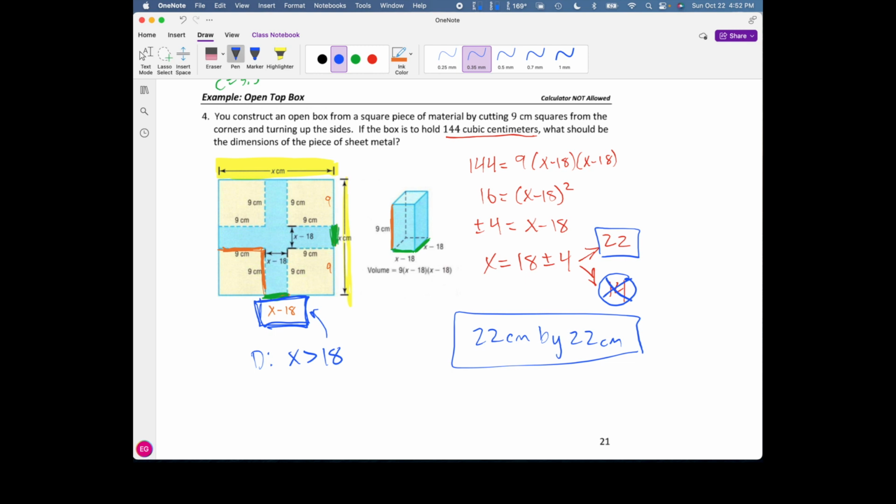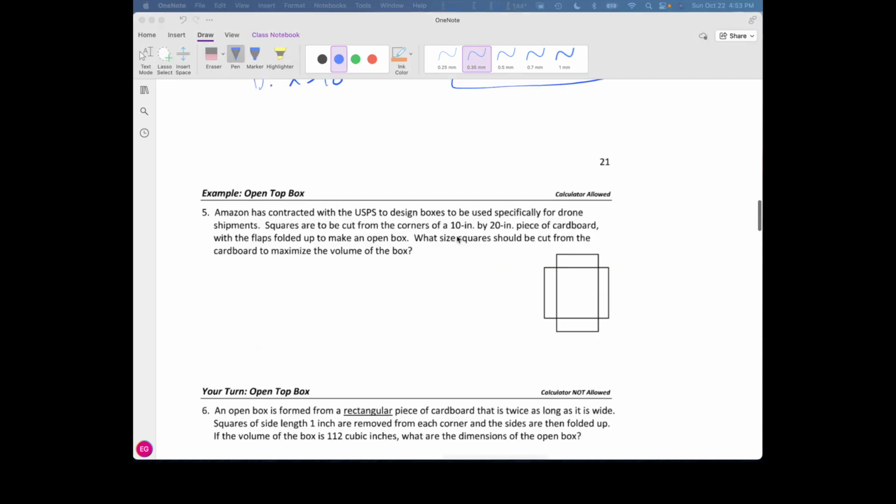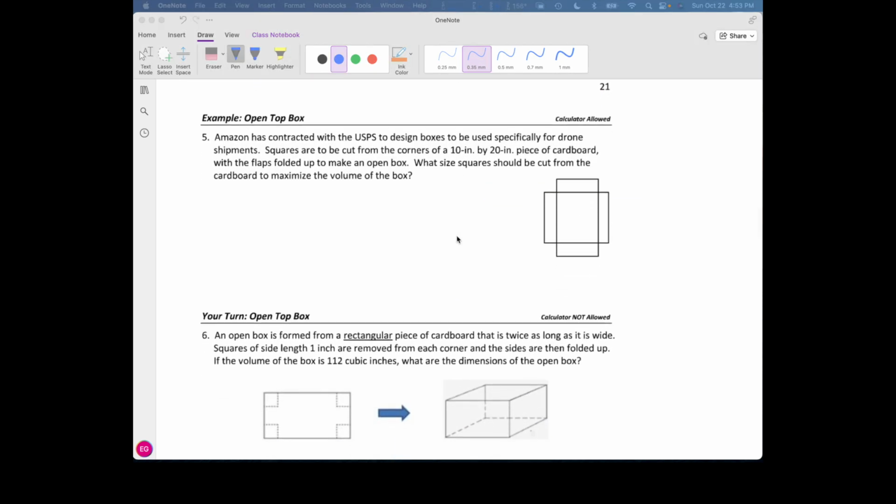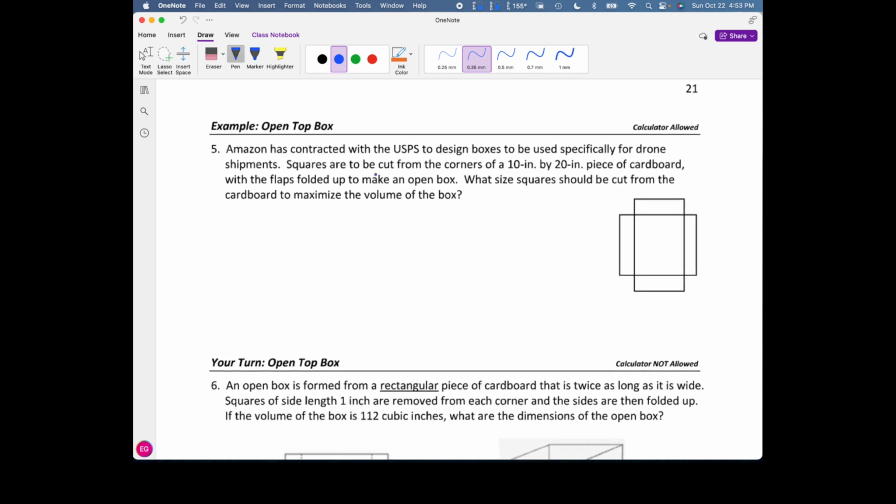All right, so hopefully you were able to follow along with that and it wasn't too crazy. All right, our next example is going to be a little bit harder variation of this.